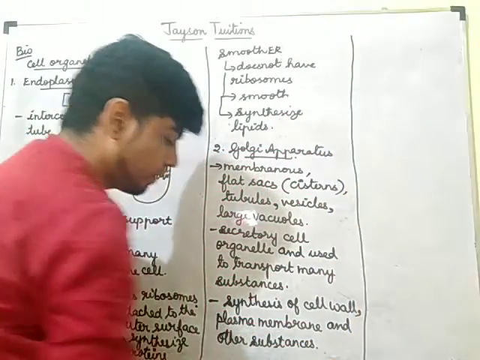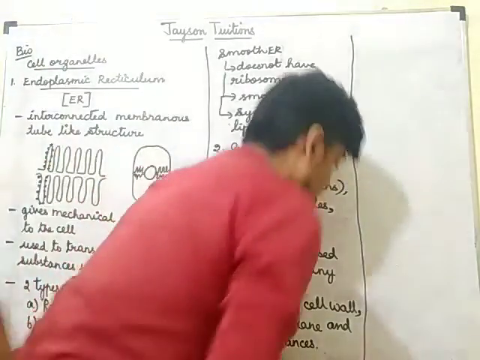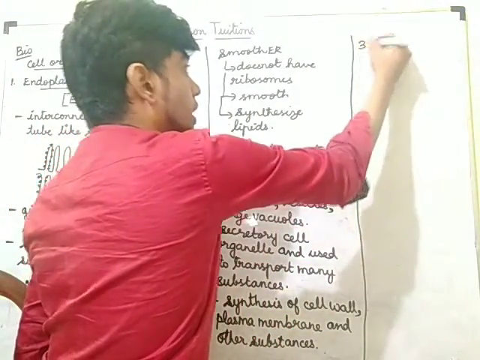So this is about the Golgi apparatus. Okay. So the third cell organelle is vacuoles.